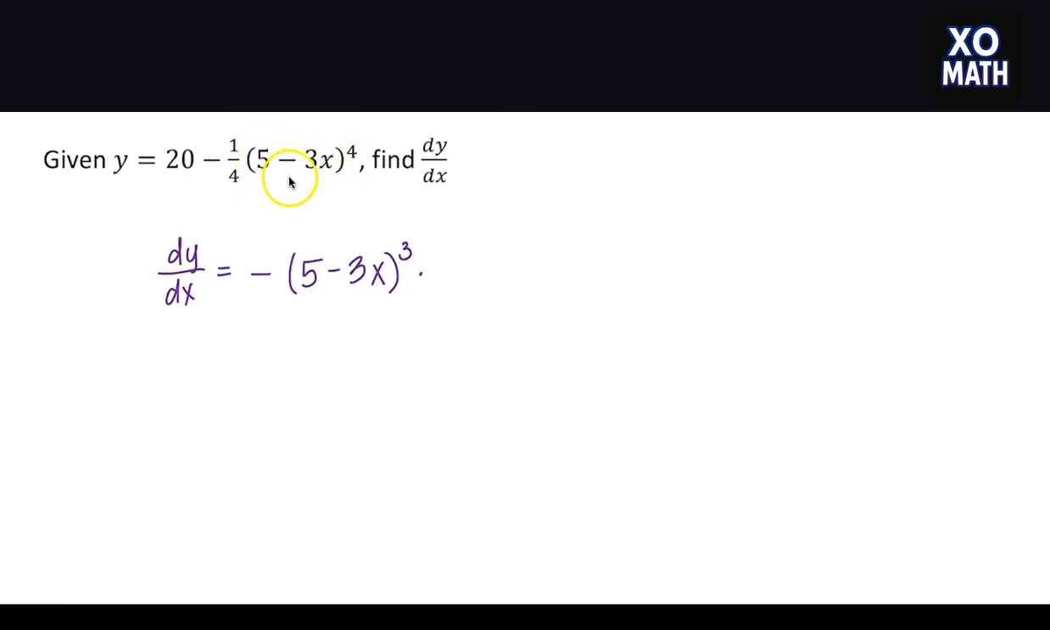So the derivative of 5 minus 3x is just 0. And then I'm going to have the derivative of negative 3x is negative 3. So just negative 3. And so we'll multiply the negative 1 times the negative 3. So we have a final answer of 3 times the quantity 5 minus 3x, all raised to the third power.